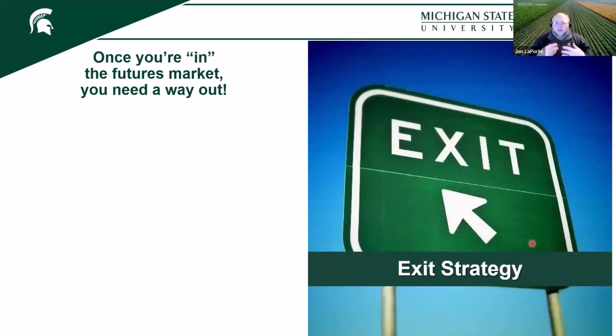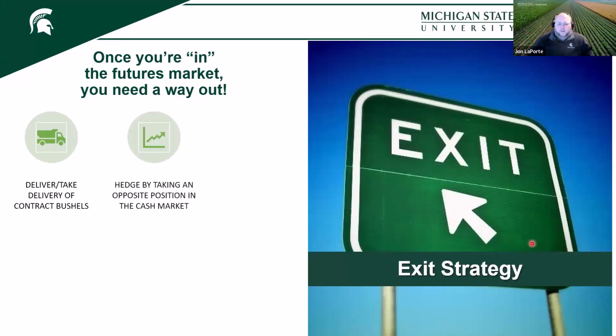Now, one of the key things that we want to talk about when we think about futures is that once you're theoretically in that futures market, you need a way out. And this is true whether you're selling a contract or you're buying a contract. If you have any kind of futures contract, you eventually need to get rid of that contract. And so, regardless of whether you're going to theoretically deliver the bushels on a contract or take delivery of that contract, you need to do something. And this is where hedging comes in: we're technically going to take an opposite position in the market. And again, back to this idea of exiting one market going to another.